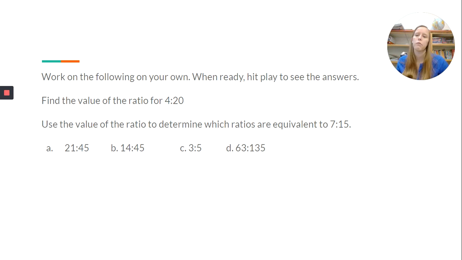So to find the value of the ratio for 4 to 20, we can divide both of them by 4. We get 1 to 5 for our value of the ratio. And then here we have the value of the ratio. If we take 7 times 3, we get to 21. And 45 divided by 3 is 15. This one has a 45 again, so we know it can't be equivalent. 3 to 5 is smaller than this, and 7 can't be simplified. And then 7 times 9 is 63, and 15 times 9 is 135. So A and D are the equivalent ones.